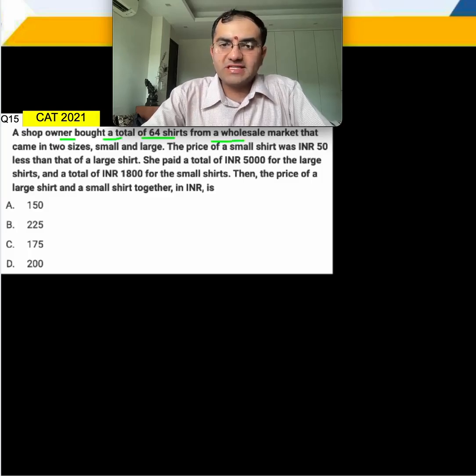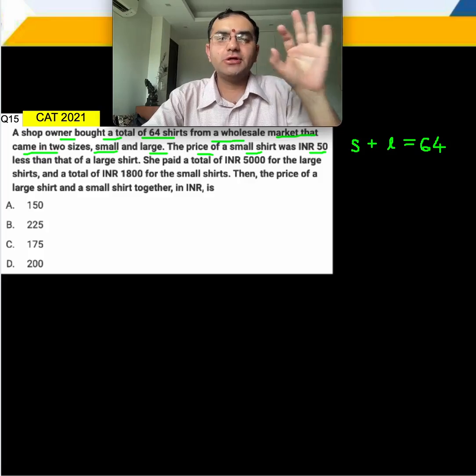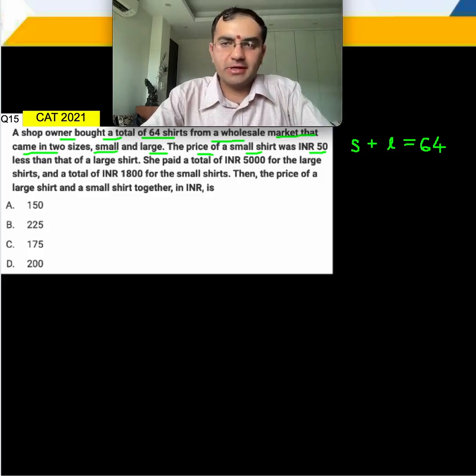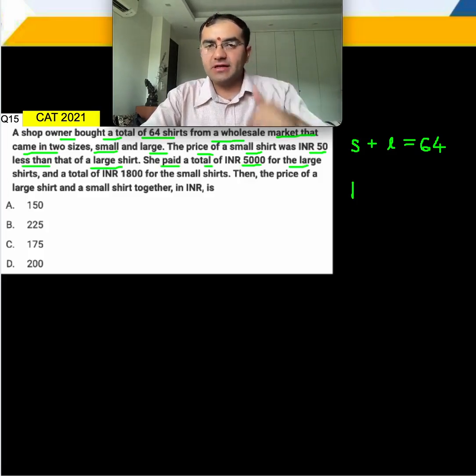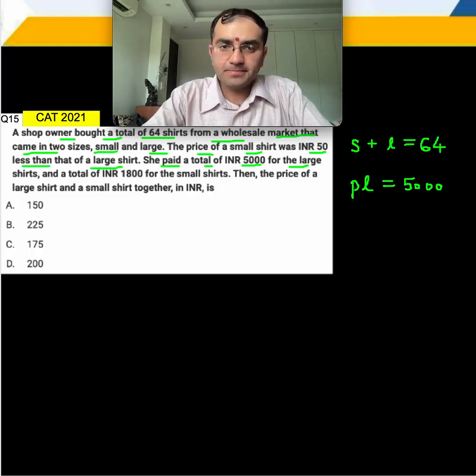Shopkeeper bought a total of 64 shirts in two sizes, small and large. Price of small shirt, okay, small and large. So small shirts S, large shirts L, total is equal to 64. Price of small shirt was 50 less than large shirt. So if I take large shirt as P, small shirt becomes P minus 50. She paid a total of 5,000 for the large shirts. So large shirt ka price P, number of shirts L is equal to 5,000.